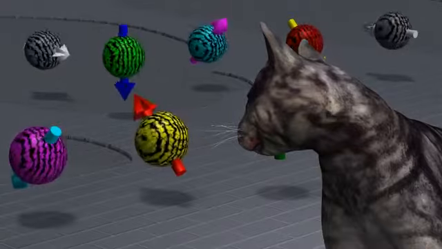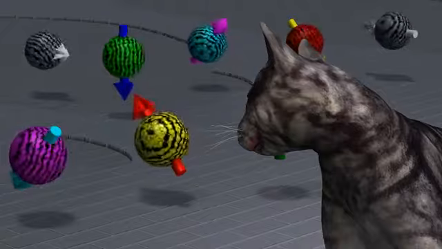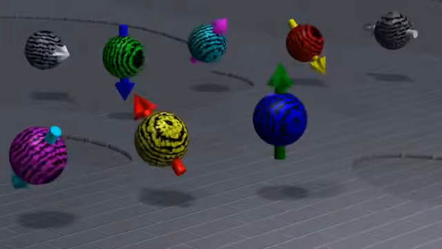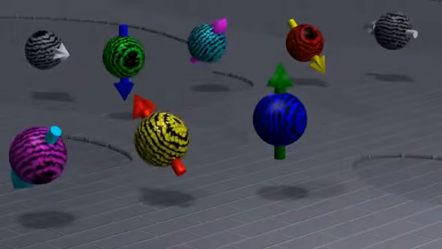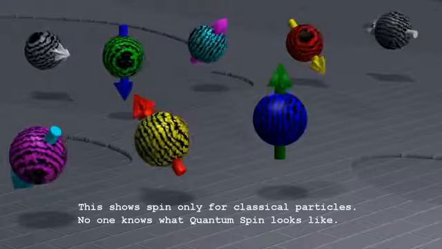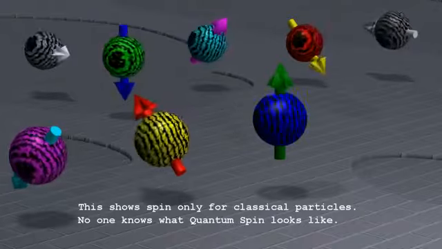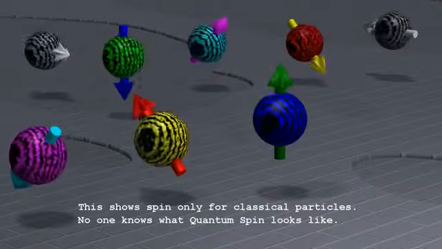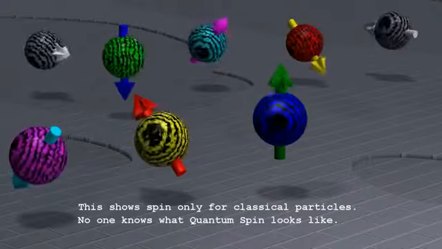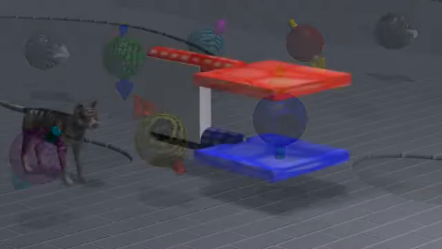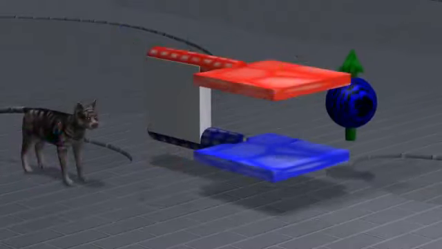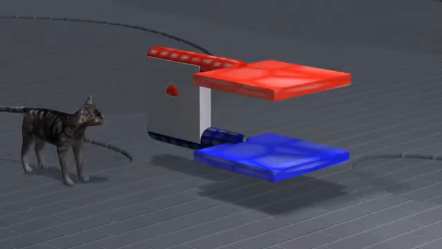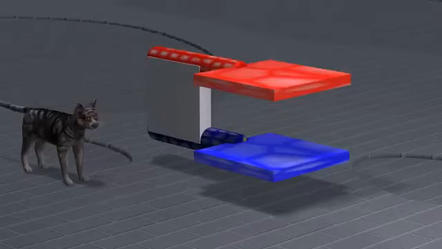The direction of the spin of a particle can be described by an imaginary arrow. Particles spinning in opposite directions will have their arrows pointing in opposite directions. Particles are too small to see the spin directly with our eyes, but we can build detectors which tell us if the spin is in the direction of the red plate or if the spin is in the direction of the blue plate.